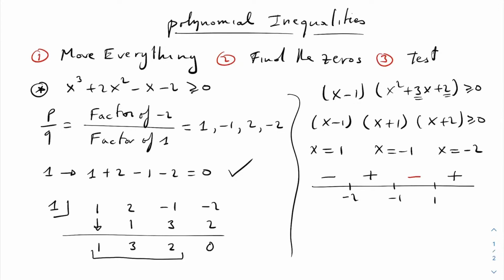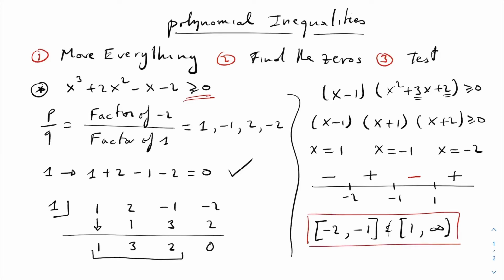Therefore, since I'm looking for places where the polynomial is bigger than or equal to 0, I'm going to be looking for all the positive region in this particular number line, including the endpoints. So I'm going to have here negative 2, close bracket, to negative 1, close bracket, and I'm going to have 1 to infinity, close bracket at 1, and open bracket at infinity because you never close infinity, because it goes on forever, forever and ever.